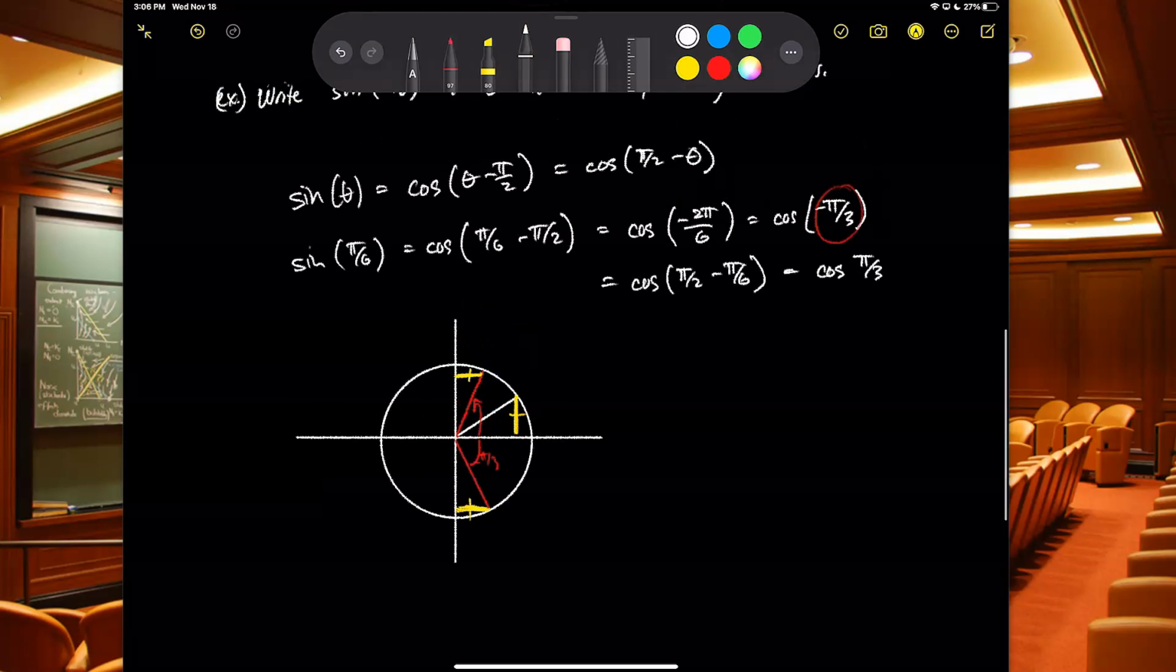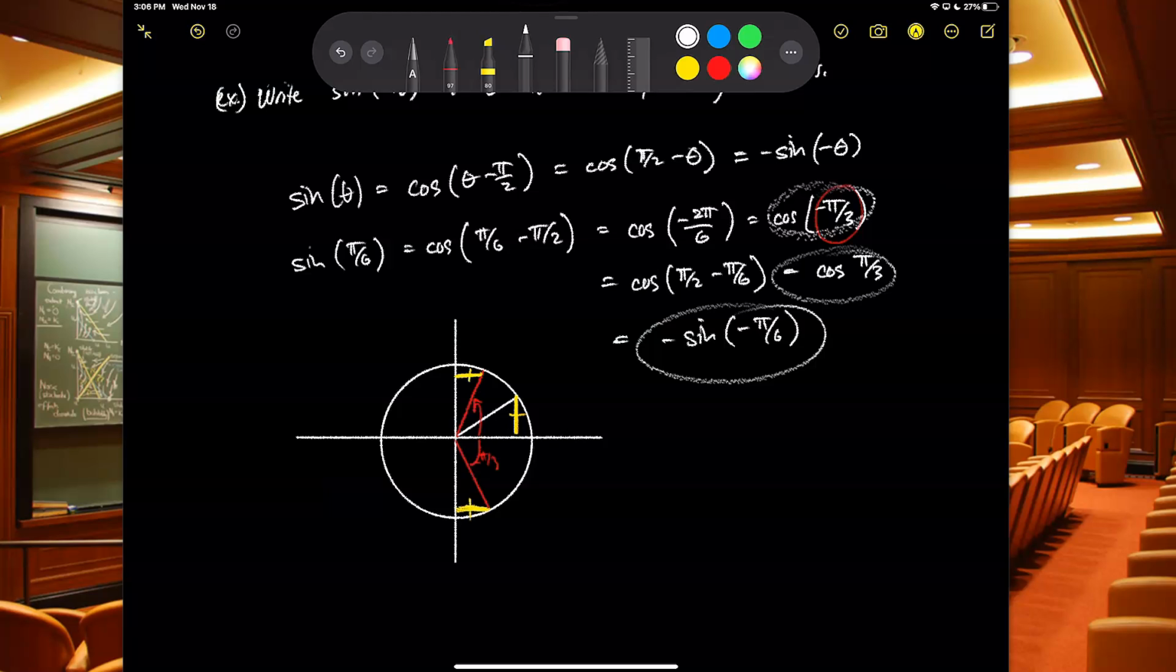And then lastly, we said it's equal to negative sine of negative theta. So that's equal to negative sine of negative pi over 6. So there's 1, 2, 3 different ways. And how does that line up? Well, negative pi over 6 is the rotation.